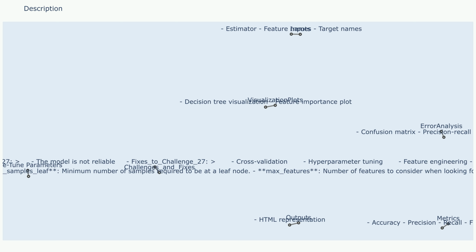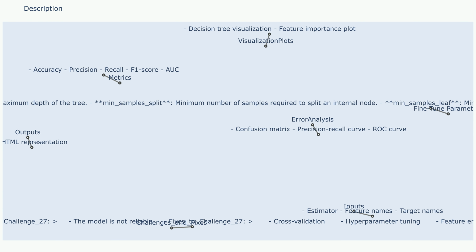sklearn.utils.estimator_html_repr. Description, explain in detail. Estimator: a scikit-learn estimator object. This is the main input, representing a trained machine learning model. Indent: an integer representing the indentation level for the HTML output. This is used to control the visual spacing of the representation.